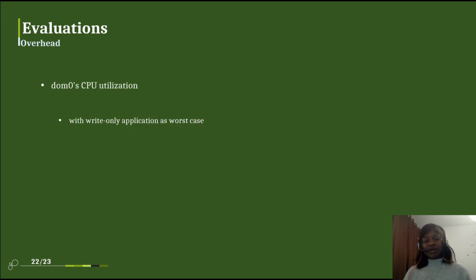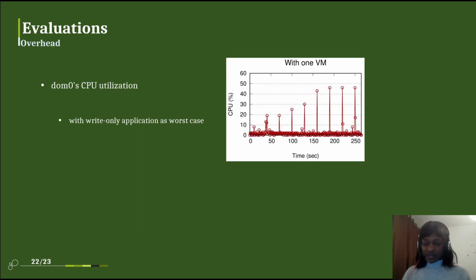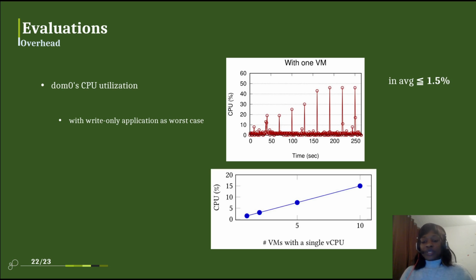We use the emulated environment to estimate the CPU consumption of the working set estimation system. We use the write-only application as the worst case. This graph presents the result for a single vCPU VM. We can observe that the CPU consumption increases until the working set is discovered. However, we can see that the CPU is most of the time idle, waiting for a log full event. On average, the CPU consumption is less than 1.5%. We repeated the experiment by varying the number of VMs, and we observed that the CPU consumption increases linearly with the number of VMs.